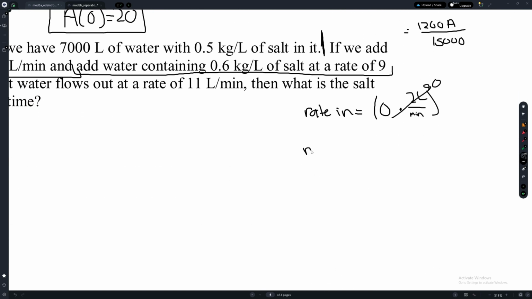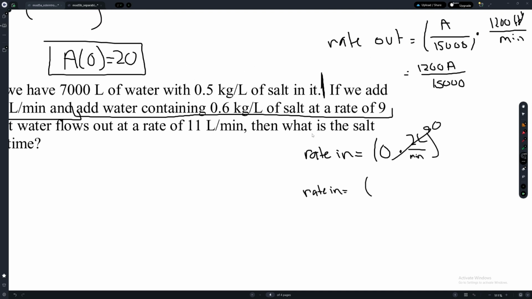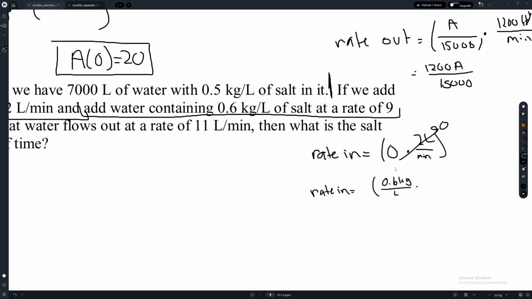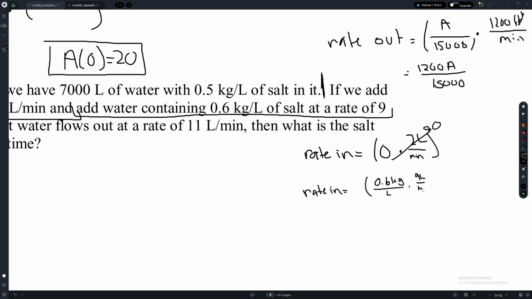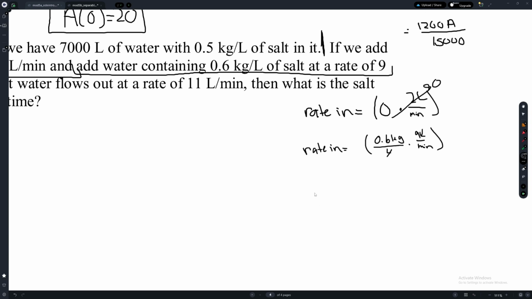And then my second rate in. Usually you'd add these together, but we're doing it separately, then we're going to add them. So now we have 0.6 kilograms per liter times 9 liters per minute. The liters cancel out and we only get 0.6 times 9 kilograms per minute. That's my rate in, plus the 0 here.